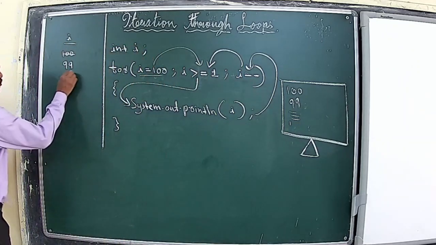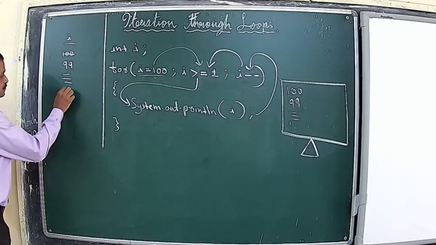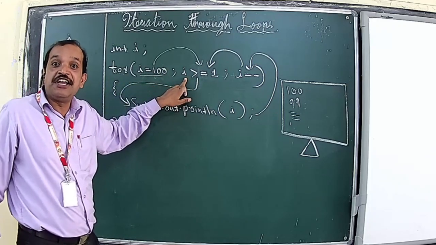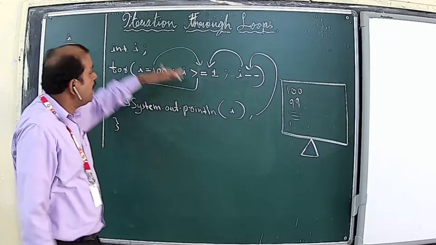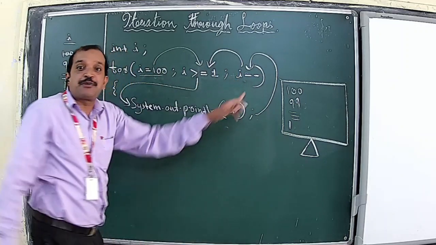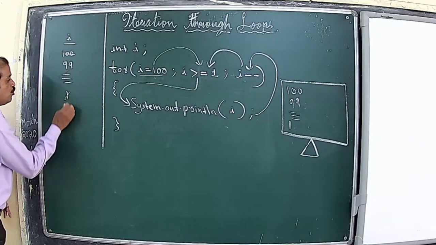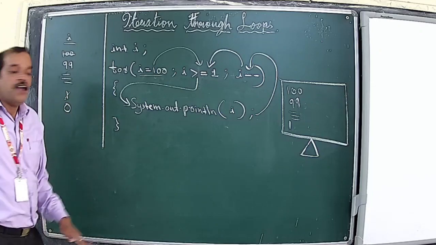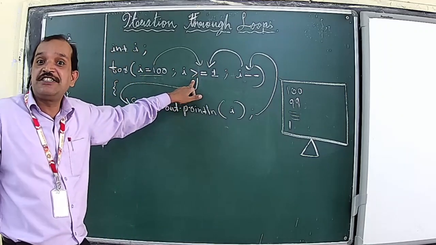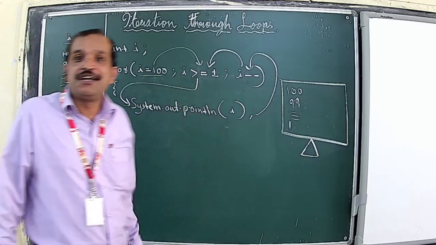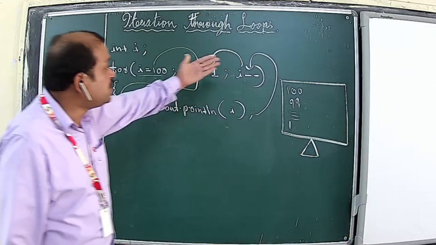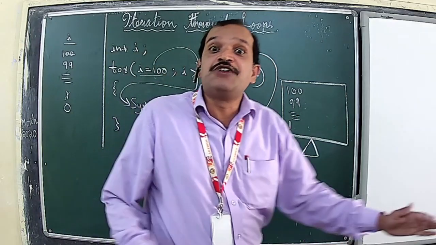When the value of I becomes 1, this test expression, I greater than or equal to 1, is still true. Then that value will be printed here. After that, again the update expression will be executed and the value of this loop control variable becomes 0. When the value of the loop control variable becomes 0, the test expression becomes false and therefore the loop gets terminated. And we have our task accomplished, that is printing from 100 to 1 in reverse order.